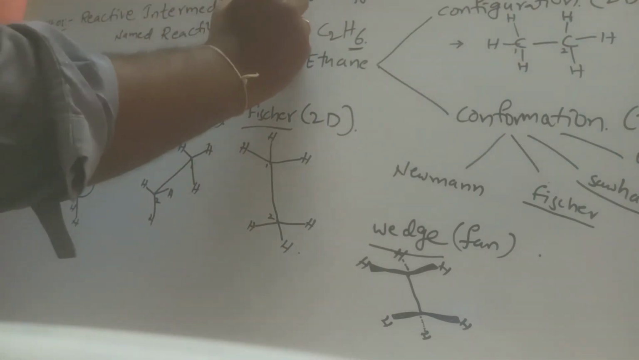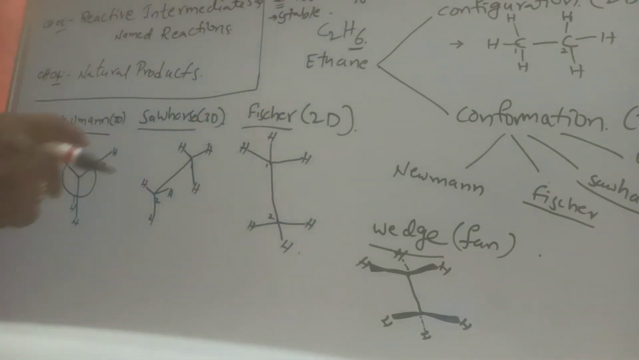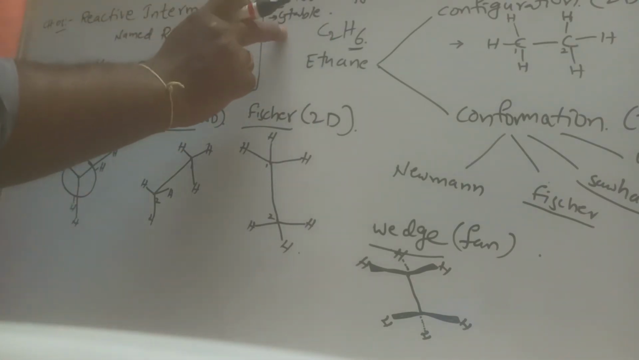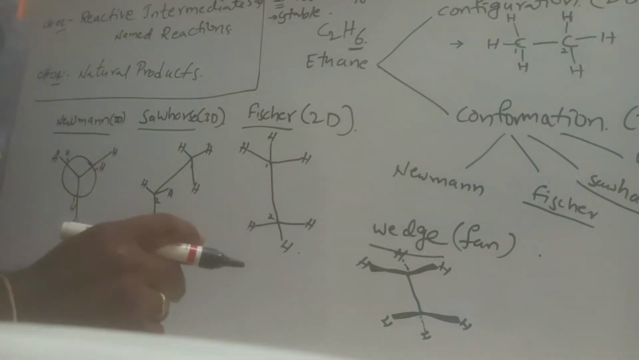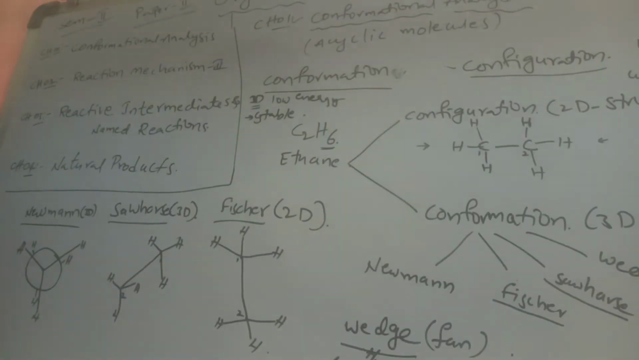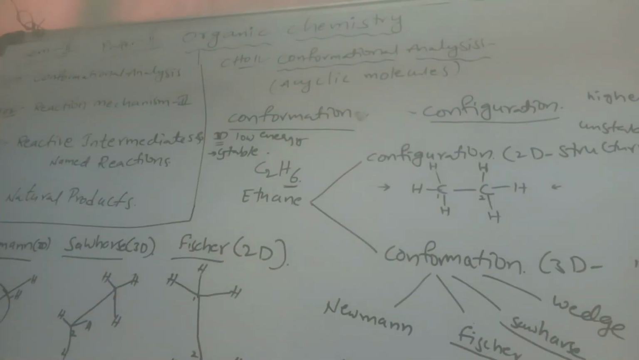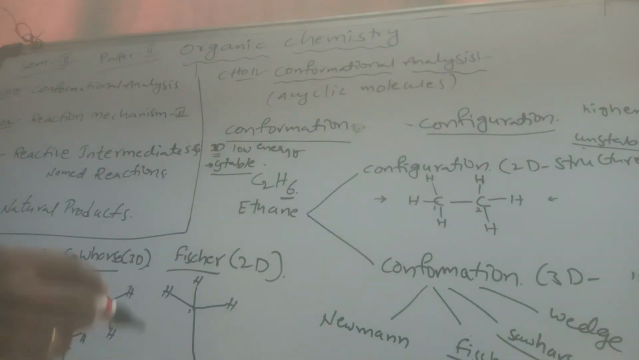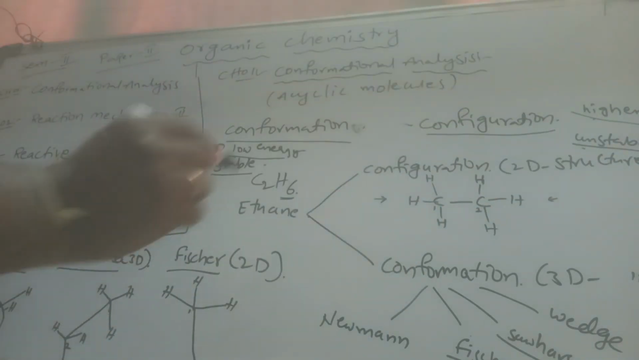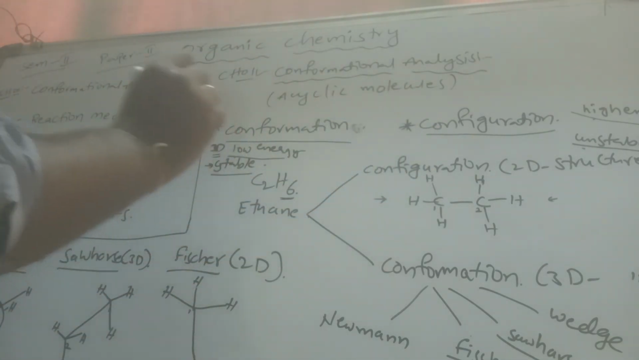And it is a stable structure. So conformational structures are the stable structures for the molecule. Configuration is unstable. Conformation is the stable structure. Configuration is the unstable structure. So this has low energy and this has high energy. So this is the importance of the configuration and this is the importance of the conformation.